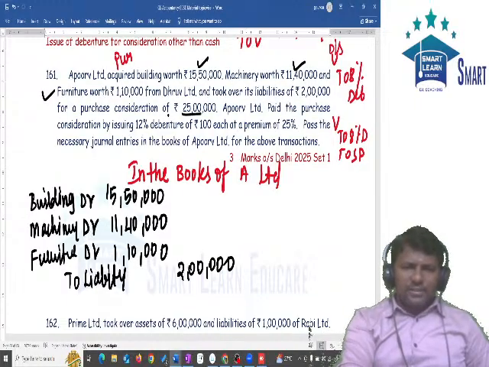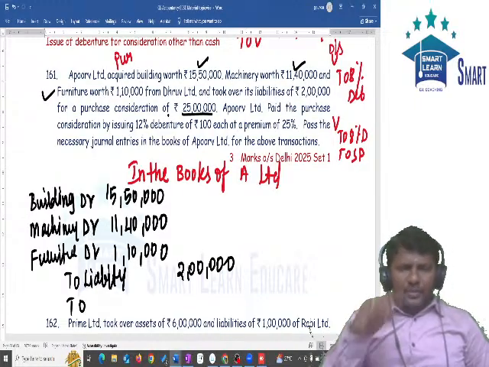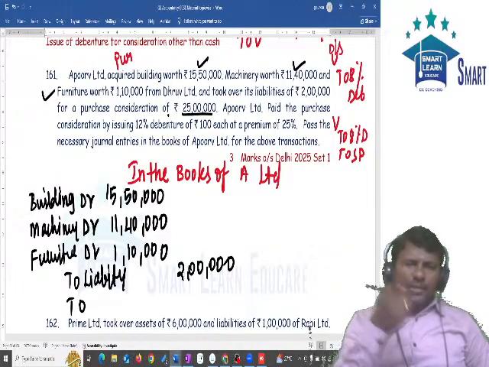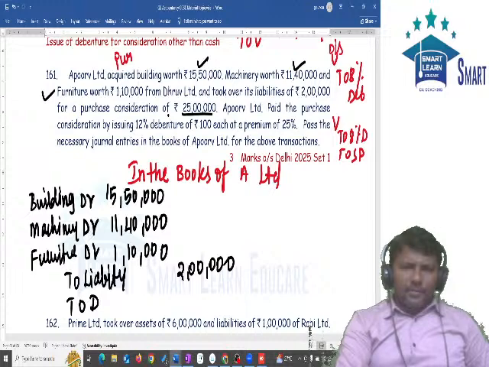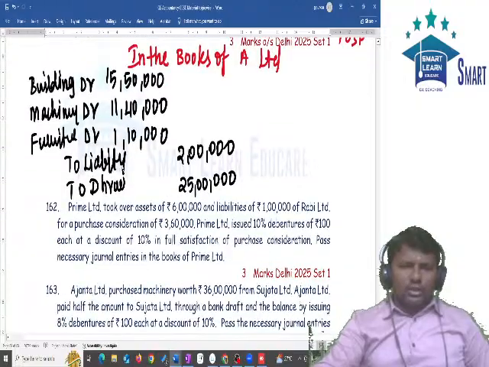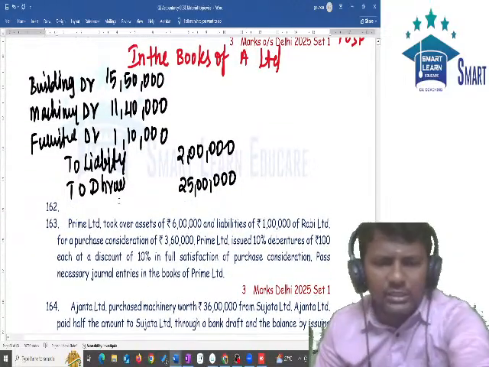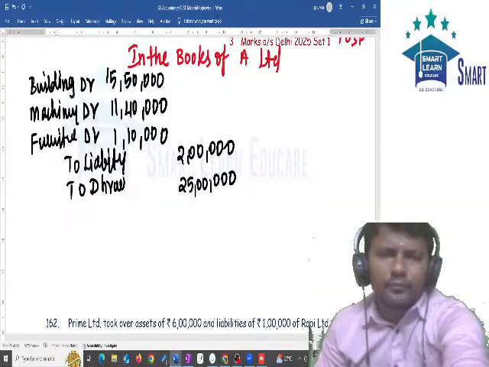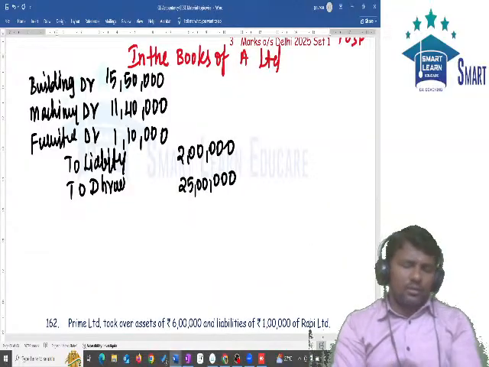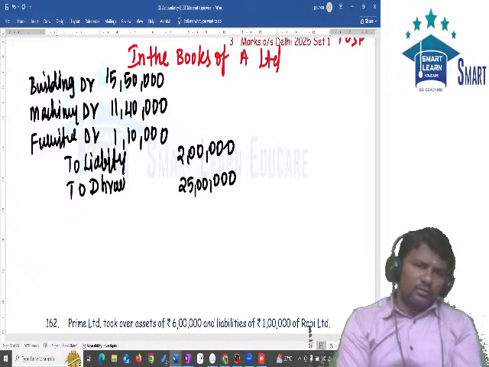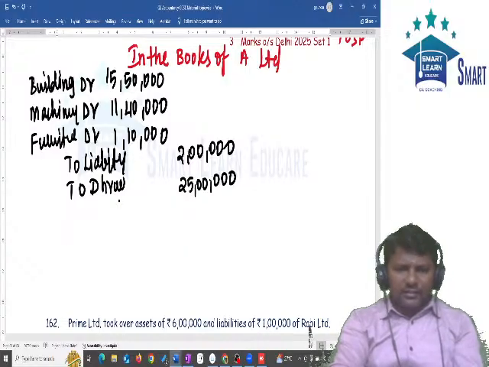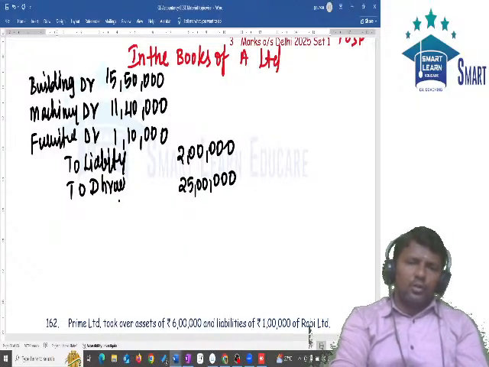And also we have a purchase consideration. A Limited will pay the amount to Dhruv Limited. Against Dhruv Limited we need to create a liability. How much liability do we have? 25 lakh. Now total the asset and total the liability. Tell me what is the asset total? 15 lakh 50,000 plus 11 lakh 40,000 plus 1 lakh 10,000. That is 28 lakh.